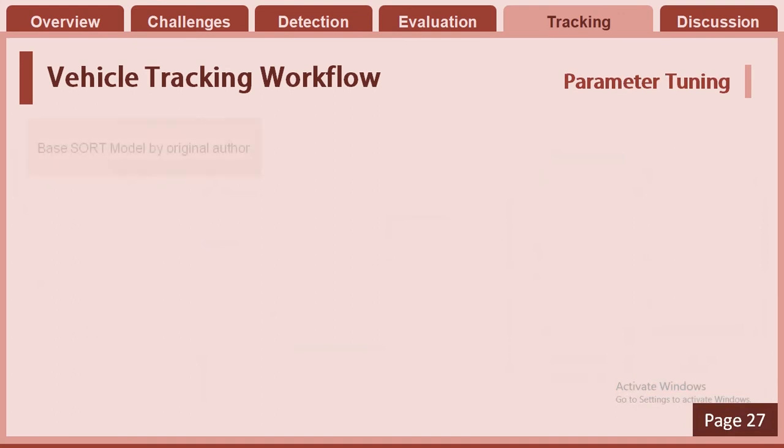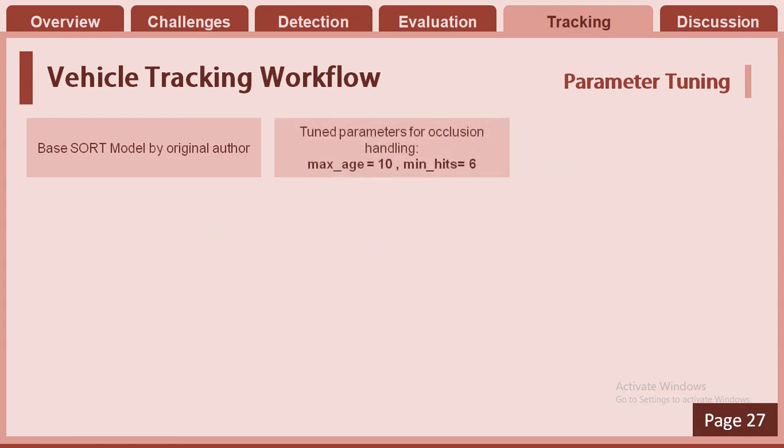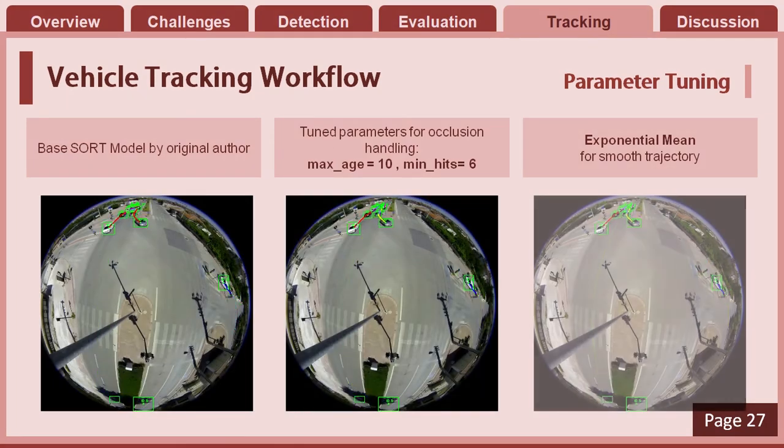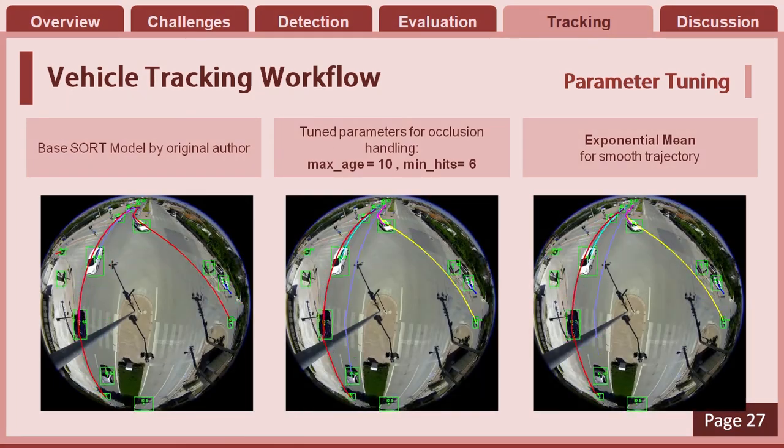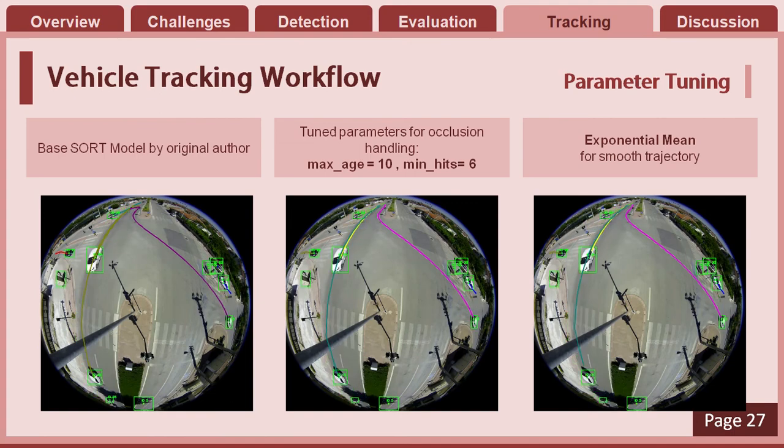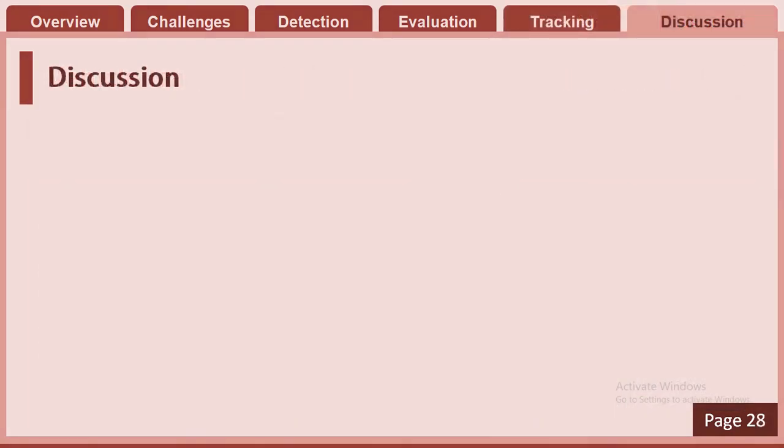Initially, we ran the SORT algorithm on the dataset. Then we tuned the parameters for occlusion handling. After that, an exponential mean was used for a smooth trajectory. In the following video, we can see the improvement from applying these modifications. By this, we conclude our discussion on our vehicle tracking workflow.